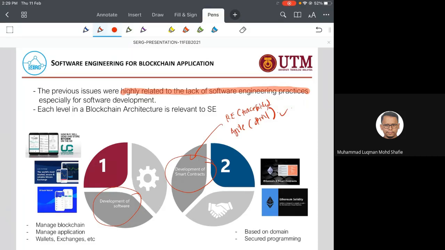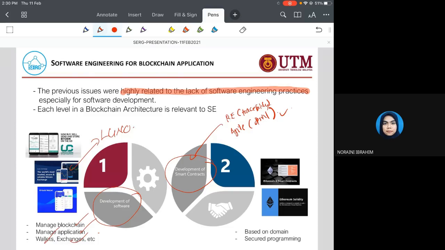So the development of the software, especially at the application level. For example here, this application will manage the blockchain, and act as a wallet or exchange. For example, nowadays the very popular one is Luno. Dr. Naraini and Dr. Shaliza, you have Luno. Okay, another one is the smart contract.